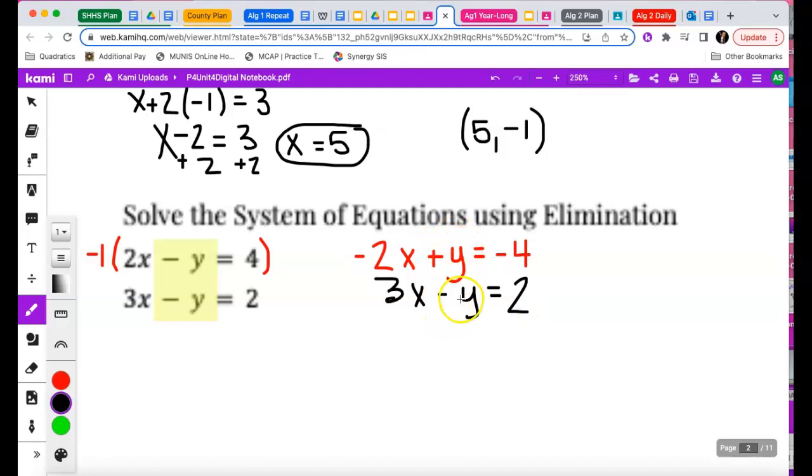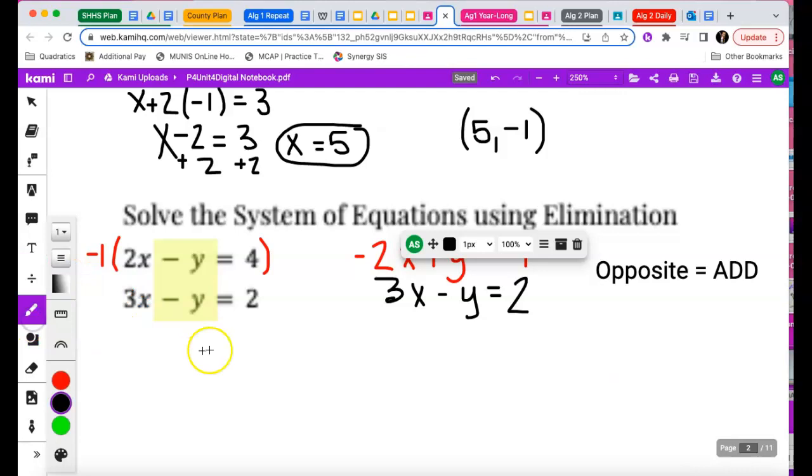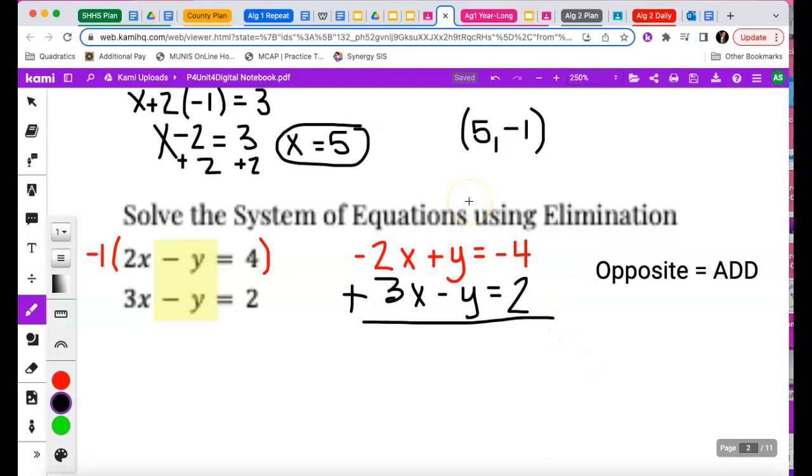So now that they are opposites, opposites means we're going to add the equations. And we're going to add them to eliminate y this time. So negative 2 plus 3, that's just 1. The y's eliminate, they cancel each other out. And then negative 4 plus 2 is equal to negative 2. So that one was actually pretty easy because we got that x is equal to negative 2. We only had to do one step there.